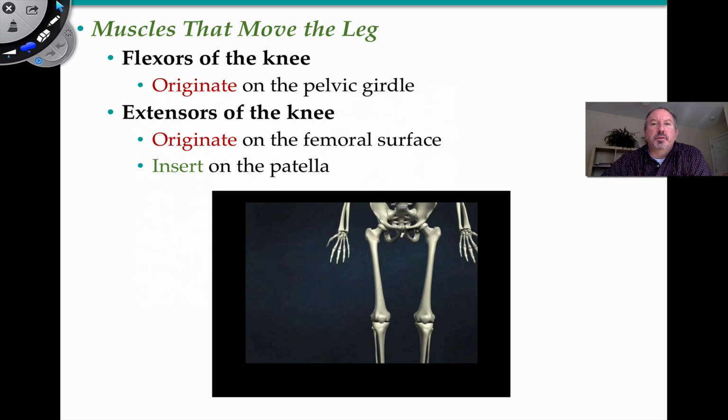Okay, and so moving along, we're moving now towards the muscles that move the leg. So we have flexors of the knee and extenders of the knee. The flexors originate at the pelvic girdle, and the extensors originate at the femoral surface and insert at the patella. Let's take a look at that. Muscles that act on the knee joint form most of the mass of the thigh and are located both anteriorly and posteriorly. And these particular muscles that move the leg are also very famous, as you would imagine.